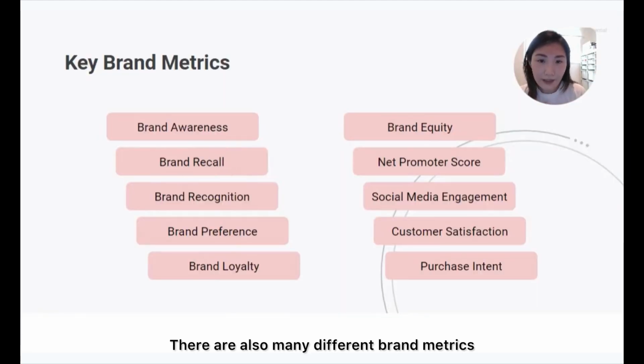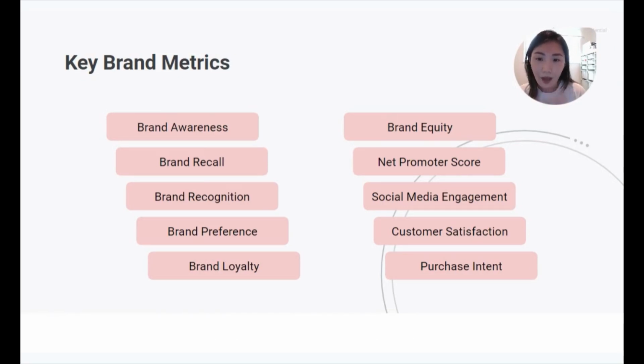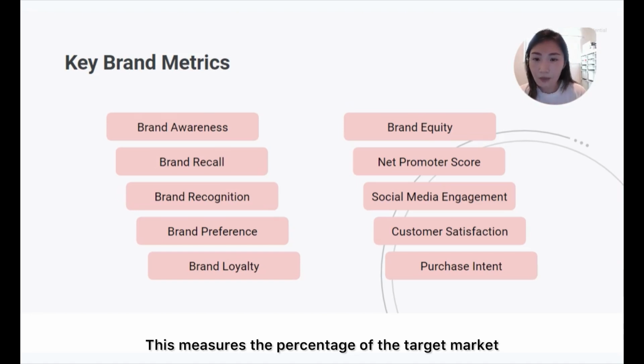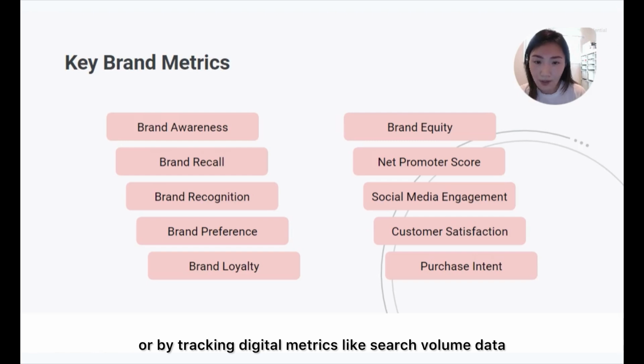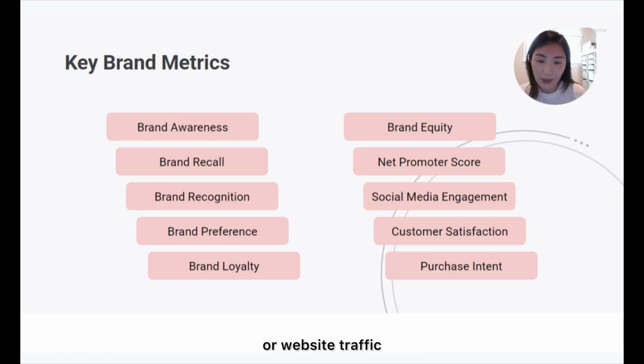There are also many different brand metrics that can be measured, and here are some common ones that a lot of brands are tracking. 1. Brand awareness. This measures the percentage of the target market that is aware of the brand. It's often evaluated through surveys or by tracking digital metrics like search volume data or website traffic.